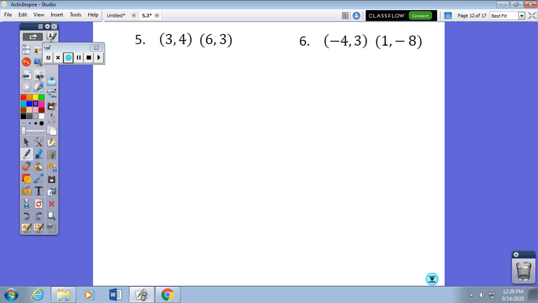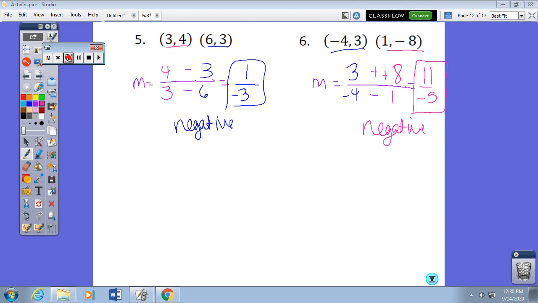Okay, go ahead and pause and try these two. Okay, so 5 is going to be -1/3. 6 is going to be -11 over 5. You can have it like this if you need, or a -11 over 5. If you reversed, your sign is going to be on the opposite. You can pull it right out front also.